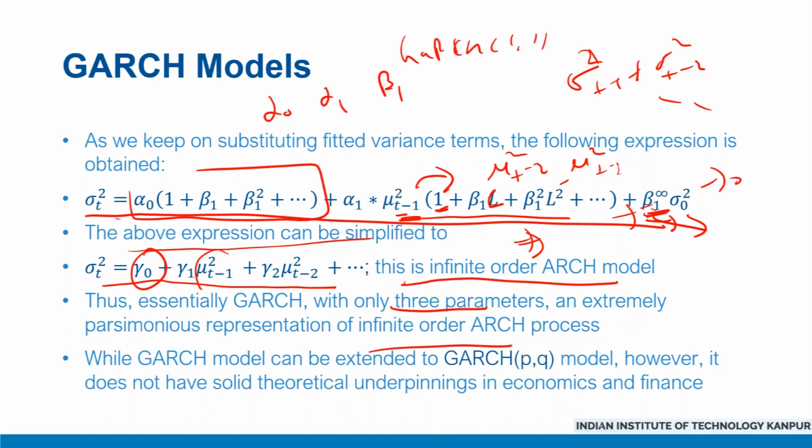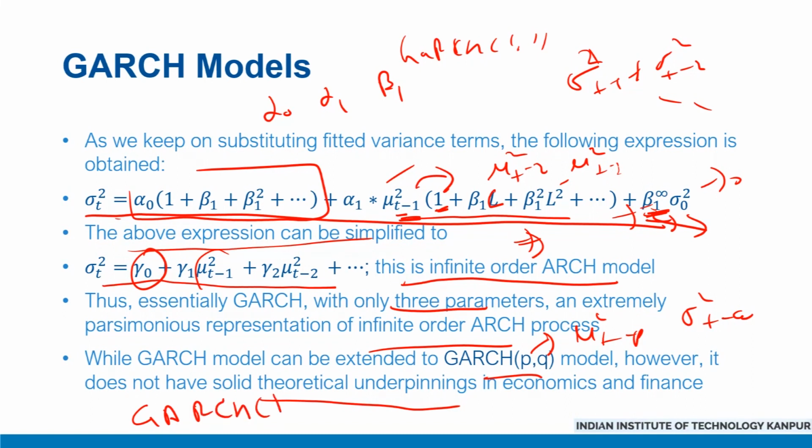And this is the very reason that while this model can be extended as GARCH(p,q), where you have p orders of mu square t minus 1 through mu square t minus p, and sigma square t minus 1 through sigma square t minus q, in general there is no theoretical underpinning for this kind of model in economics and finance. And a GARCH(1,1) model is more than capable enough to model most of the series in economics and finance.